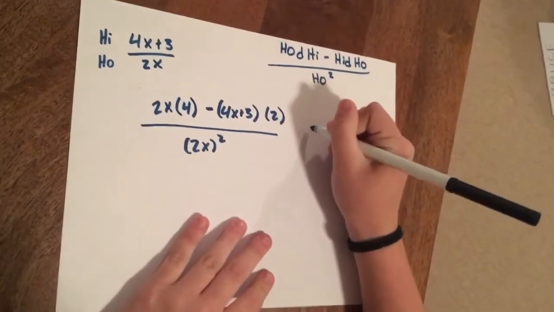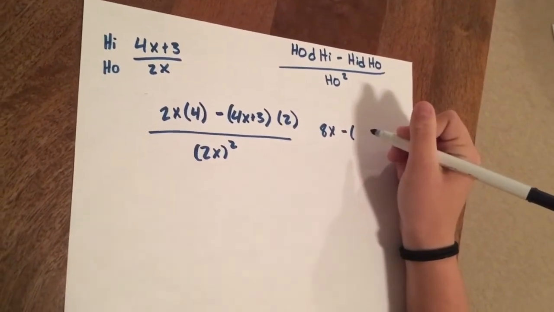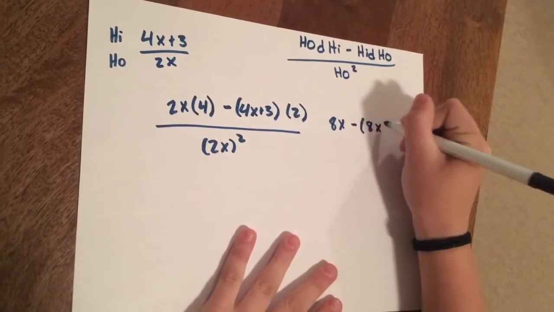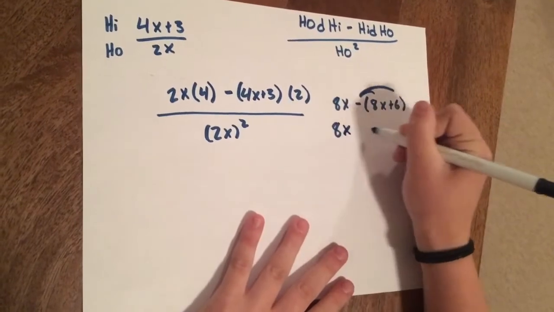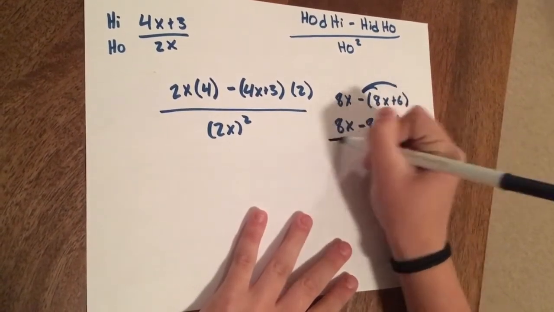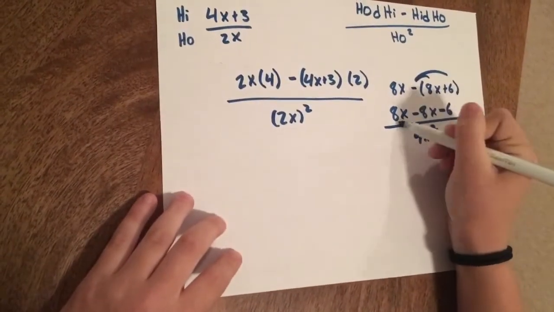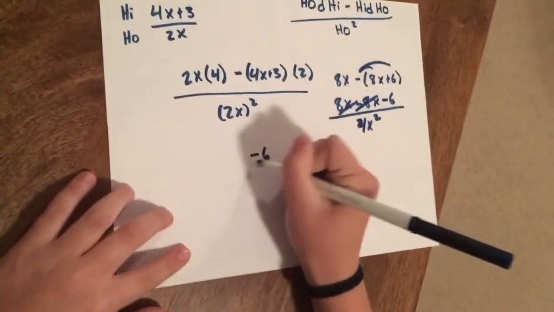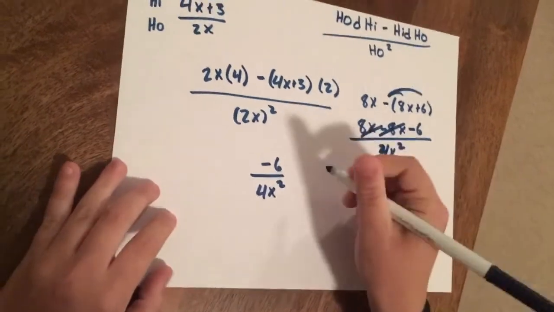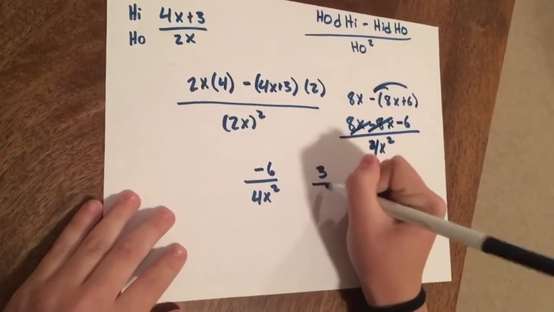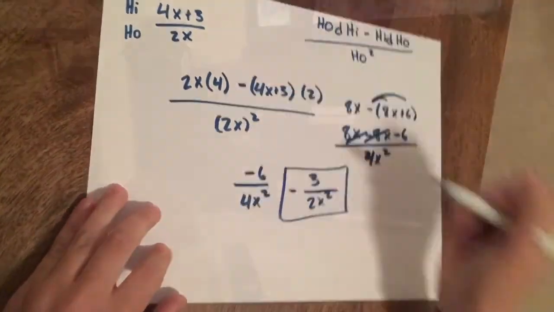So 2x times 4 is 8x, minus 4x plus 3 times 2 would be 8x plus 6, and then you distribute the minus, which would become 8x minus 8x minus 6, all over 4x squared. So 8x minus 8x cancels each other out, and it's minus 6, or negative 6, over 4x squared. This can be simplified to 3 over 2x squared, and it would be negative. And this is your derivative.